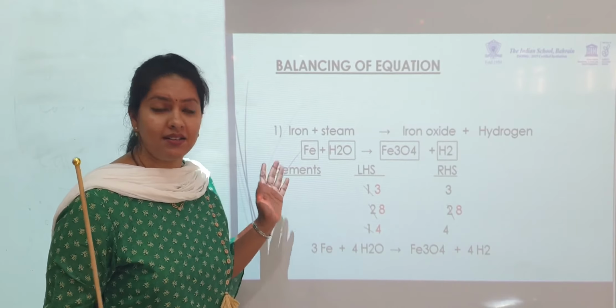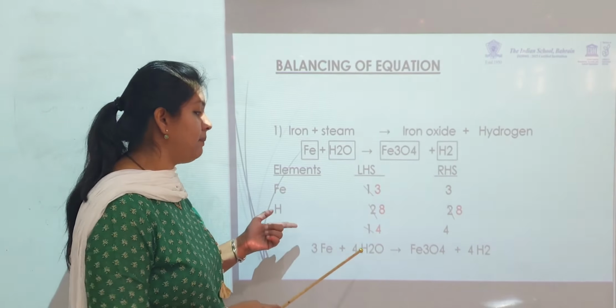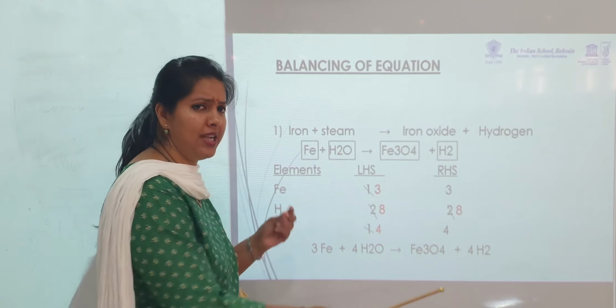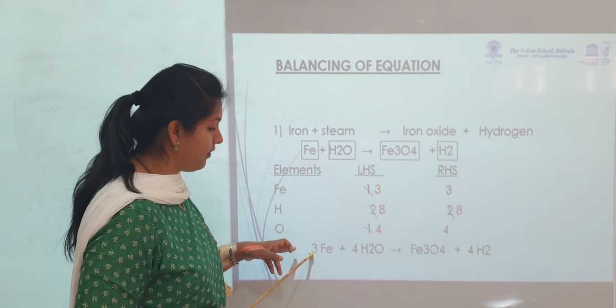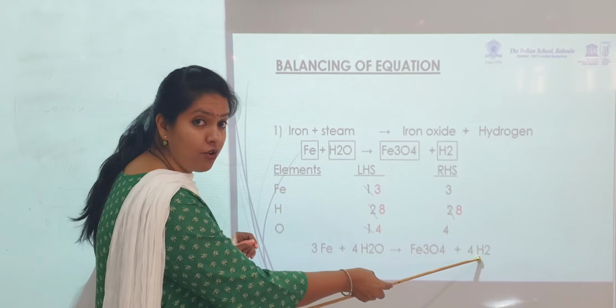My work is done. Let me now have a check. 3Fe, write on the balanced equation. 3Fe plus 4H2O gives you Fe3O4 plus 4H2. Let us quickly count back. 3Fe, Fe3, done. Hydrogen 4 2s are 8.